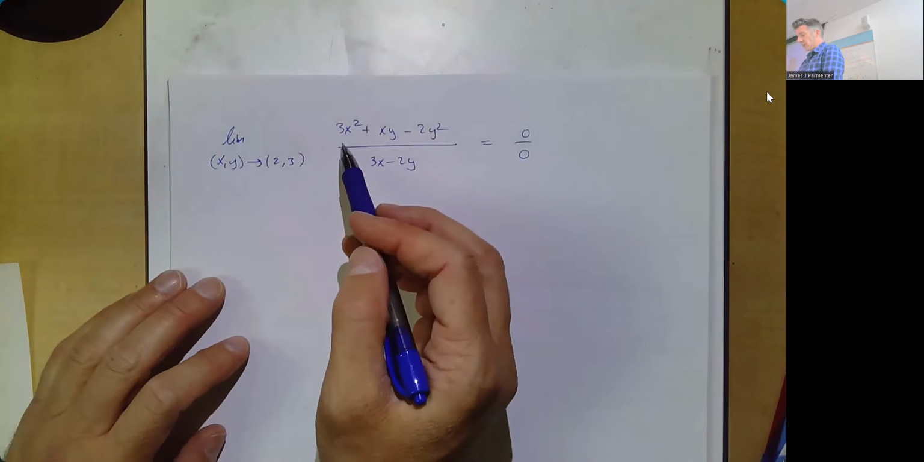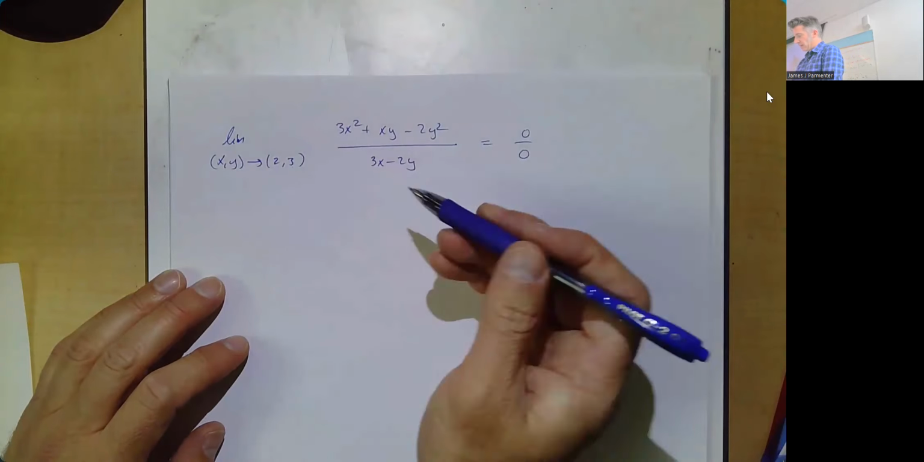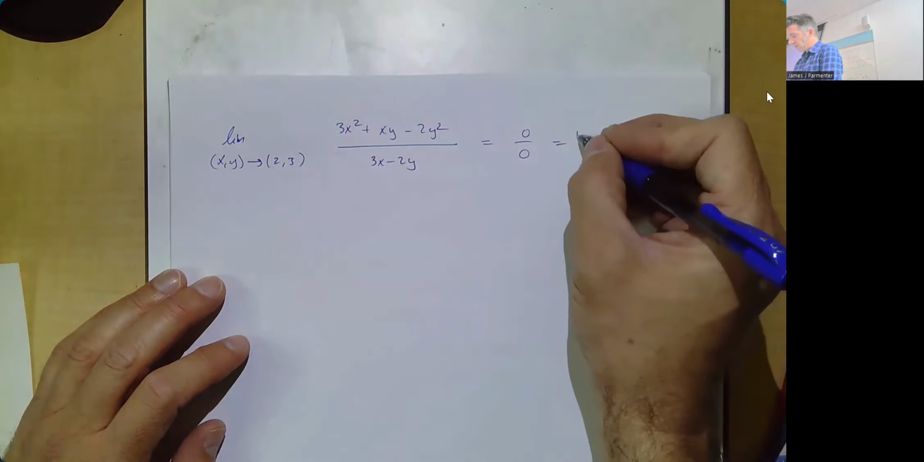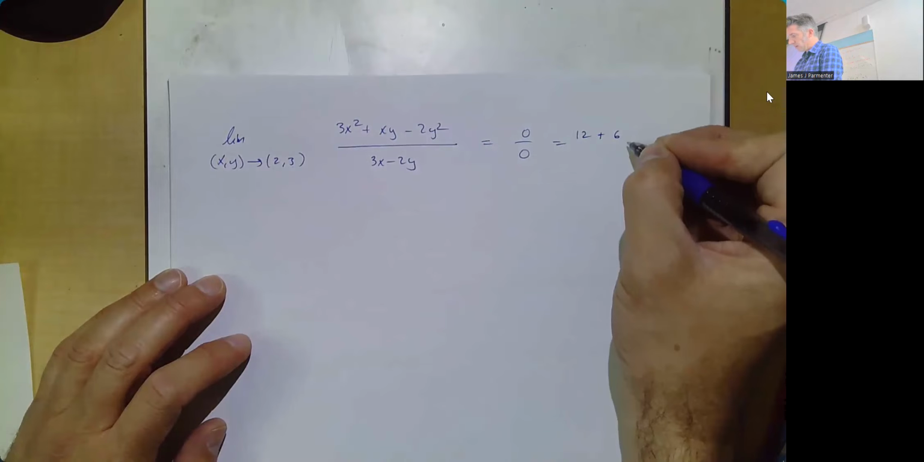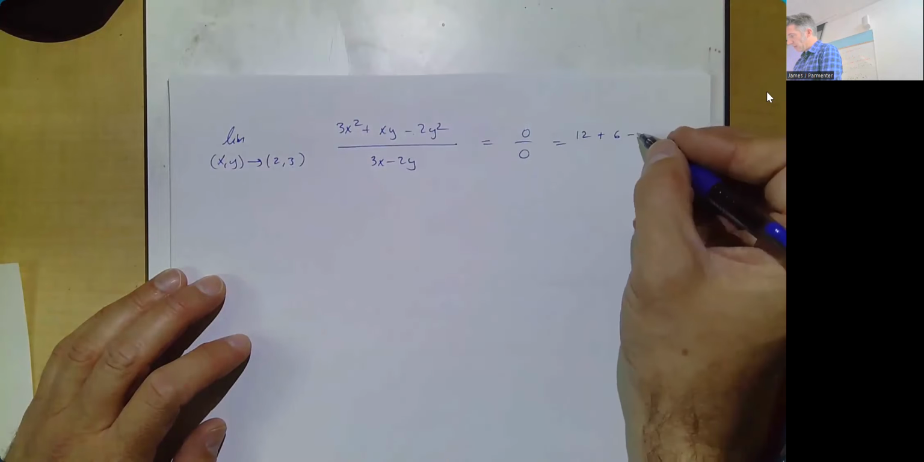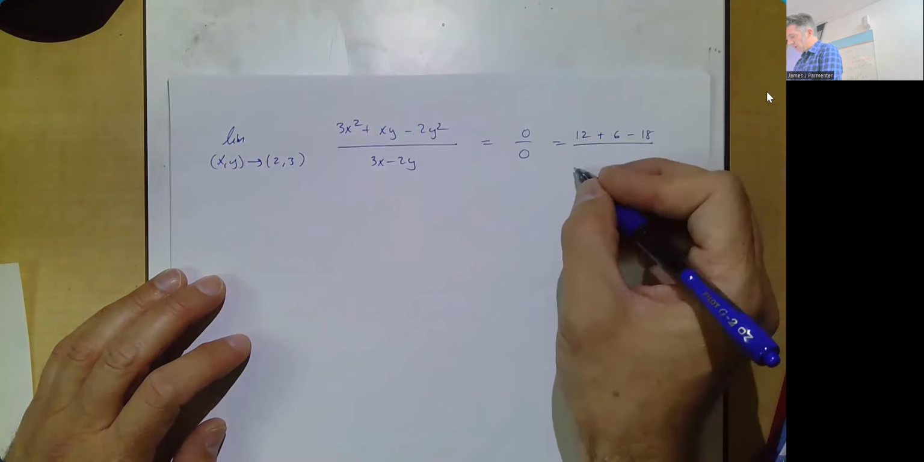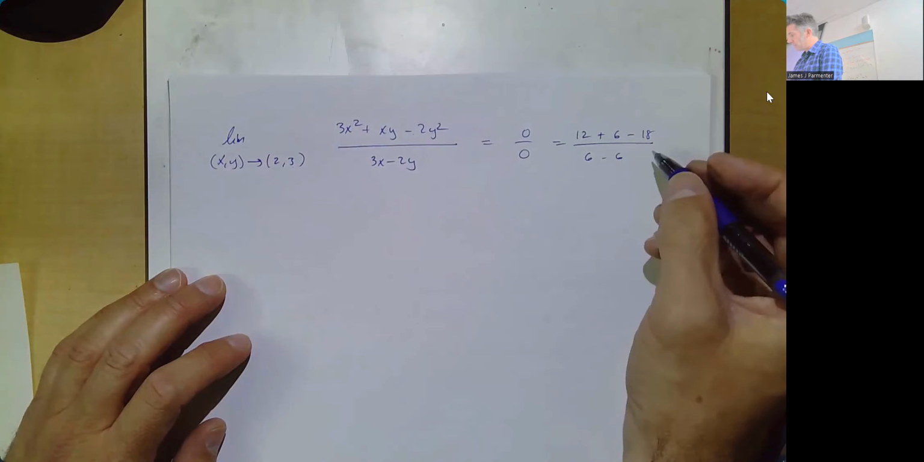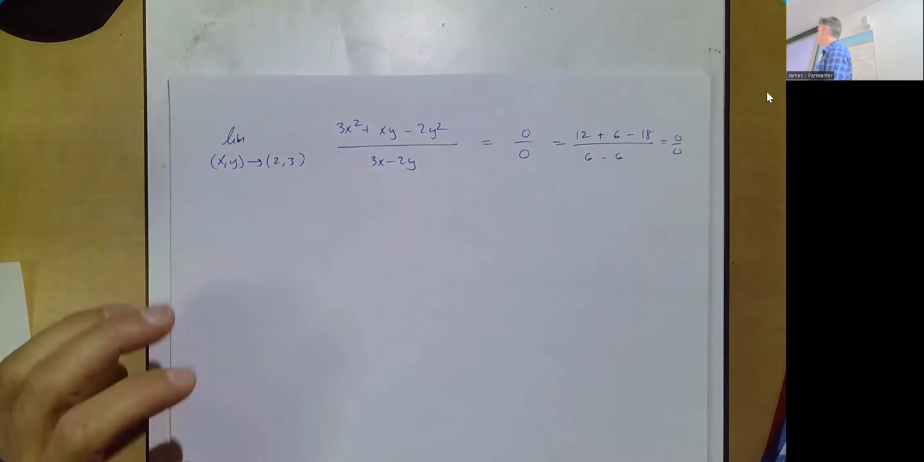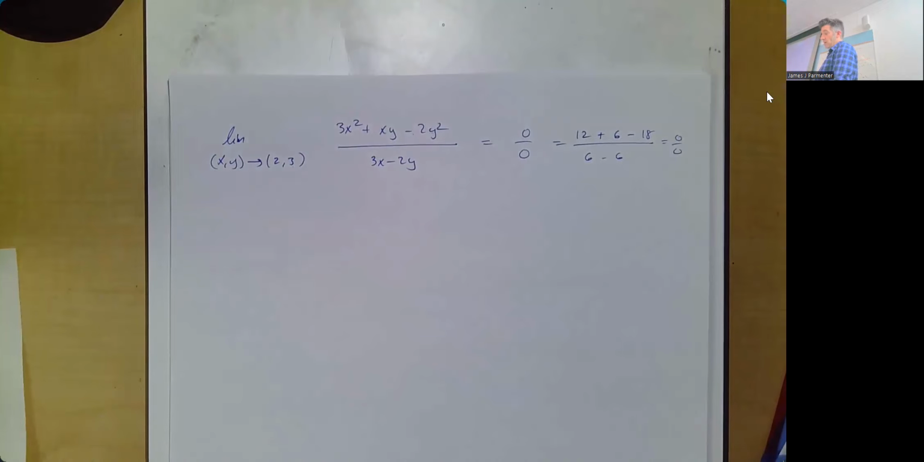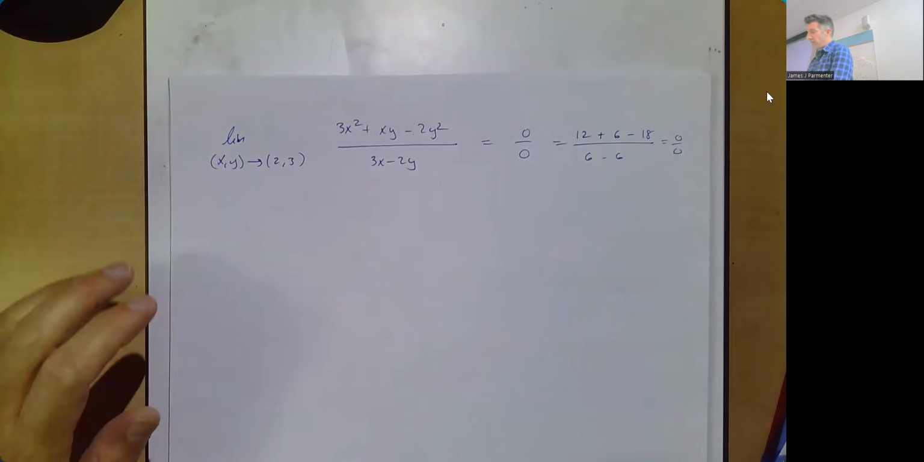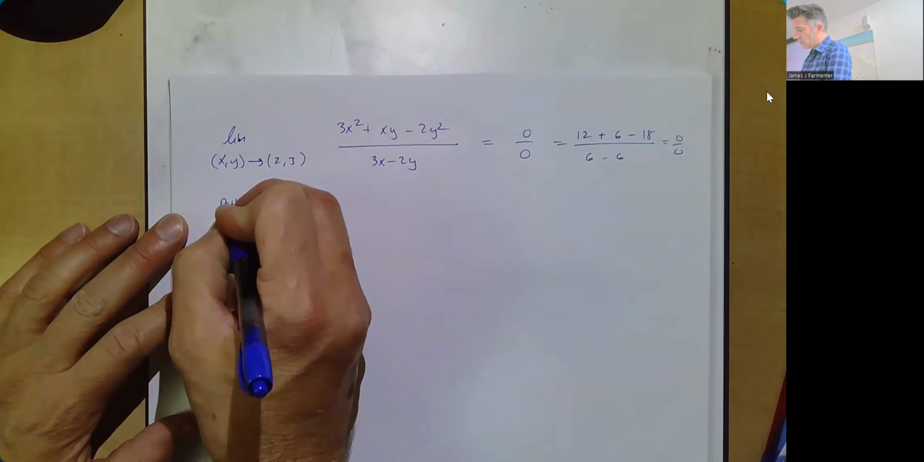So let's just double check. If I plug in 2 for x and 3 for y, I get 3 times 4 plus 2 times 3 minus 2 times 9 over 3 times 2 minus 2 times 3, which is 0 over 0. This one is not a good candidate for checking paths because we're not going through the origin. That doesn't mean you couldn't. There's a number of paths that go through this. Here are some paths that we could check if we wanted to, but we're not going to.